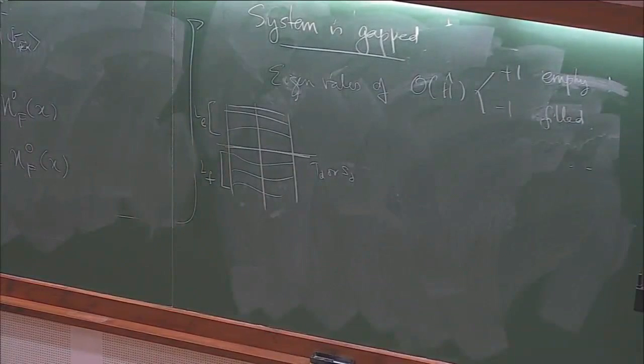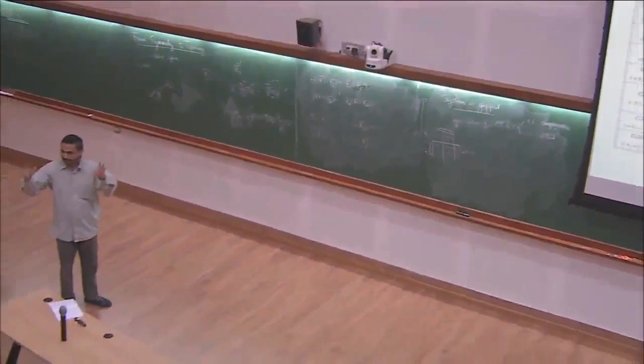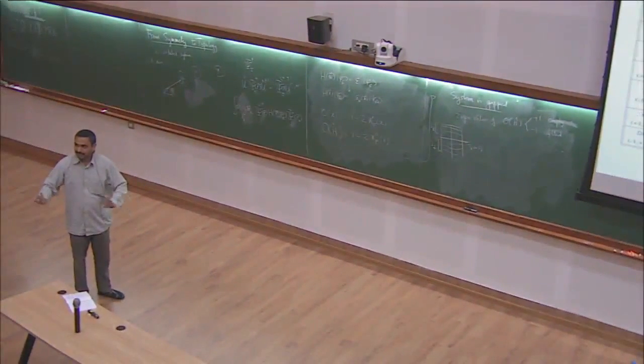Okay? Everyone is with me? These are things that you are very, very familiar with. Now I ask the following question. What is the ground state of the system? The answer, you know very well. You just take all the filled states, construct a Slater determinant out of them, and that's what it is.